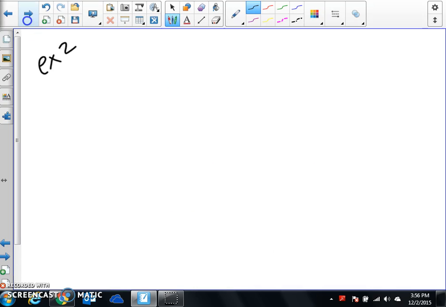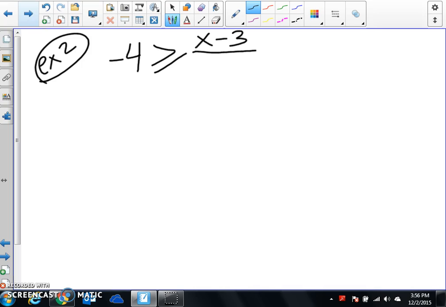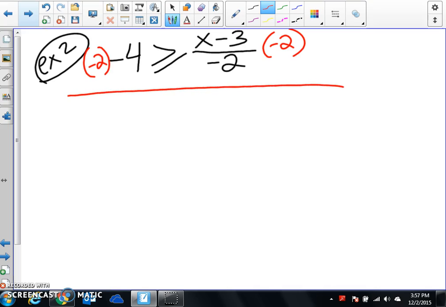Example 2. Negative 4 is greater than or equal to x minus 3 all over negative 2. All right, remember, if we have all overs, we start by multiplying by the denominator. So I'm going to multiply both sides by negative 2. I draw my line. I stop. Did I divide or multiply by a negative? Yes, I multiply by negative 2. So I flip my inequality.